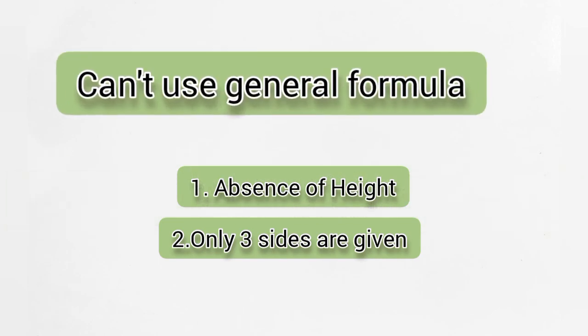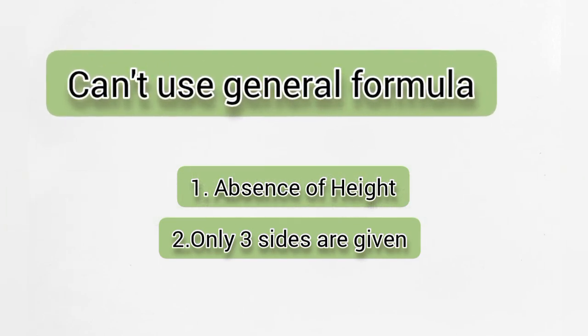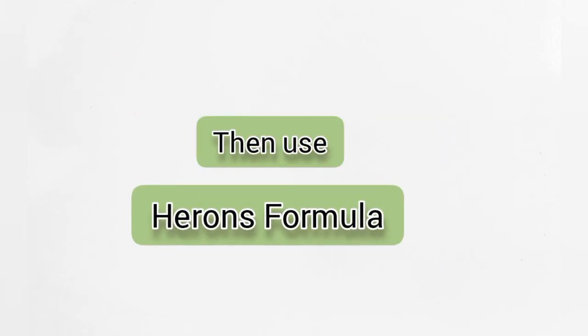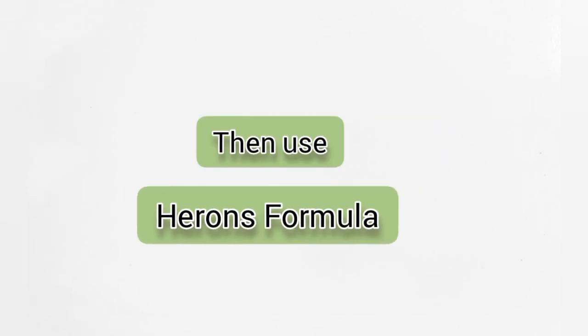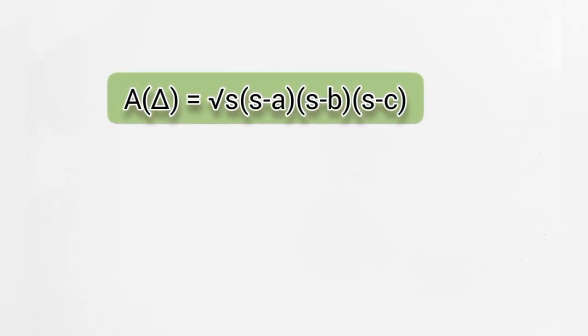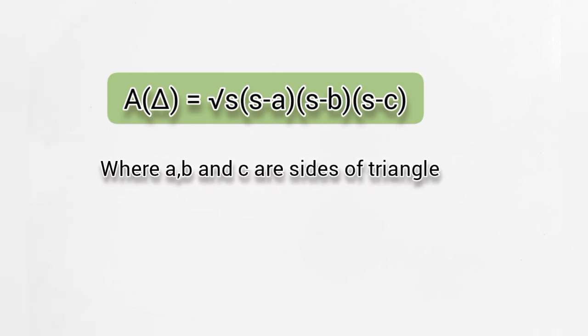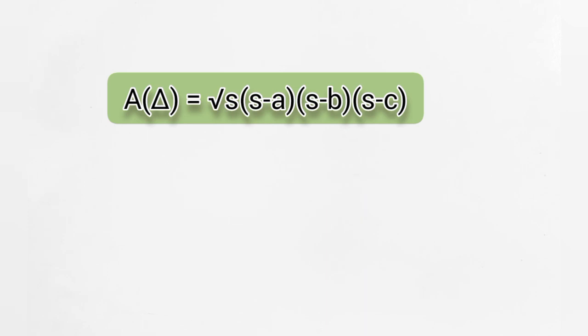Height is not given, so we can't use the formula area equals half into base into height. So here we have to use Heron's formula. Now what is Heron's formula? Heron's formula is: area of triangle equals under root s in bracket s minus a, another bracket s minus b, another bracket s minus c. All these terms are under the root. Now let's put the values.